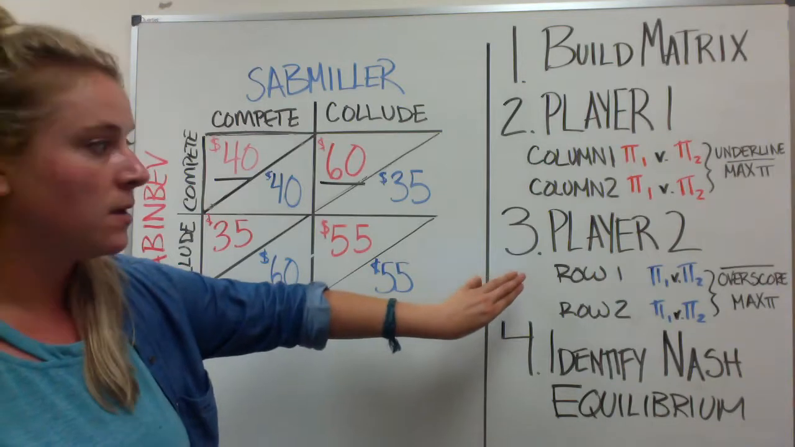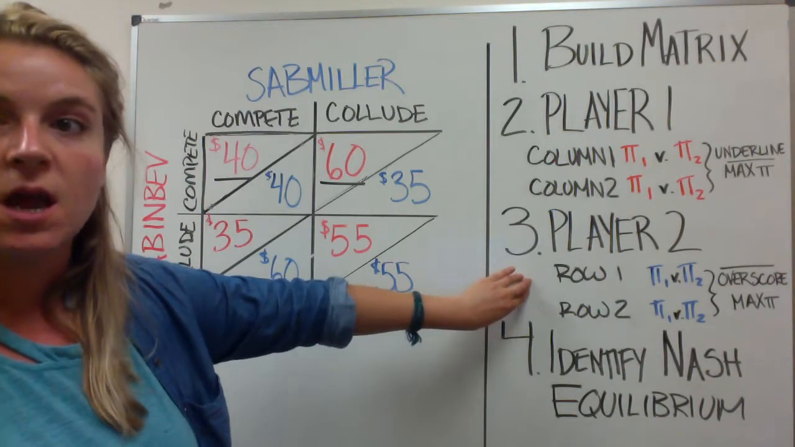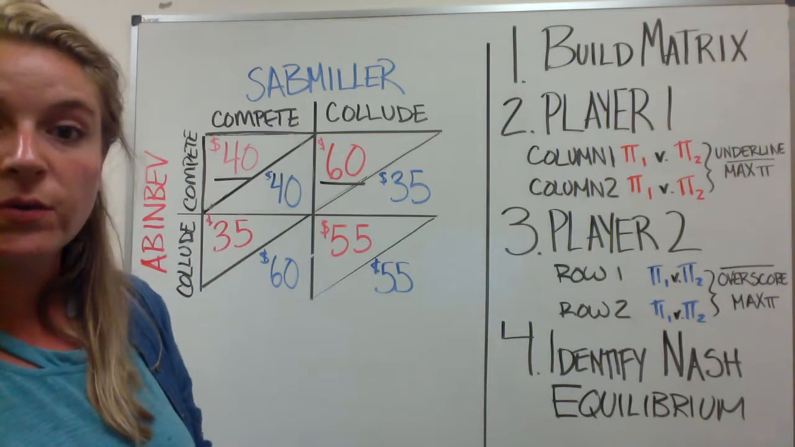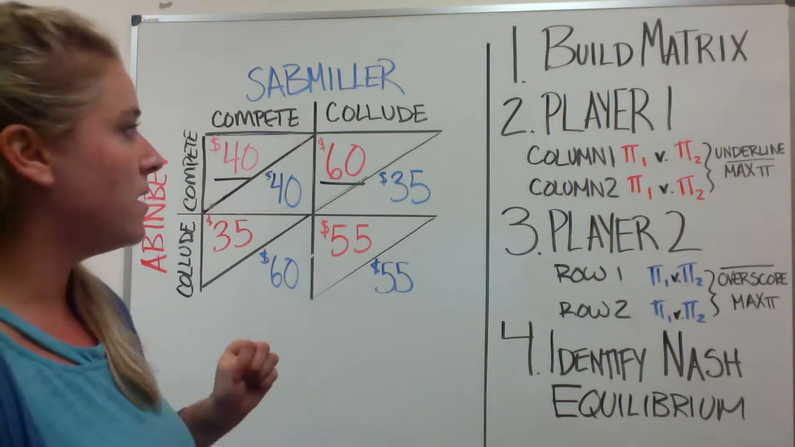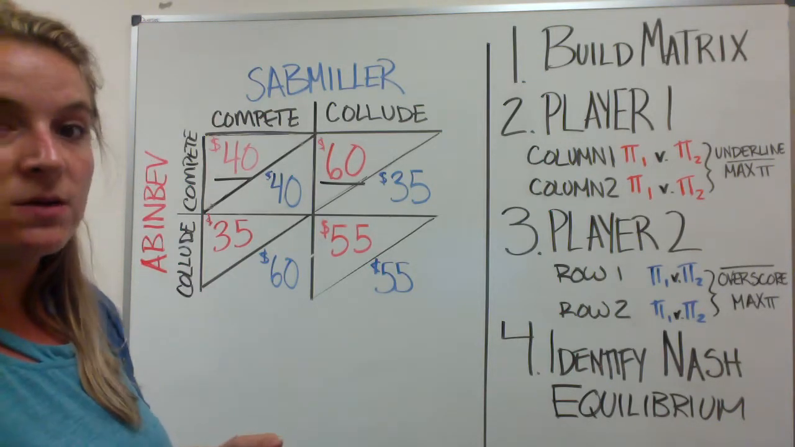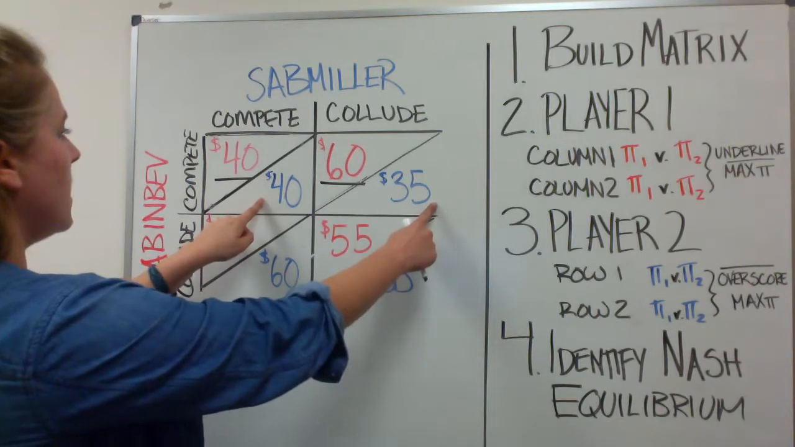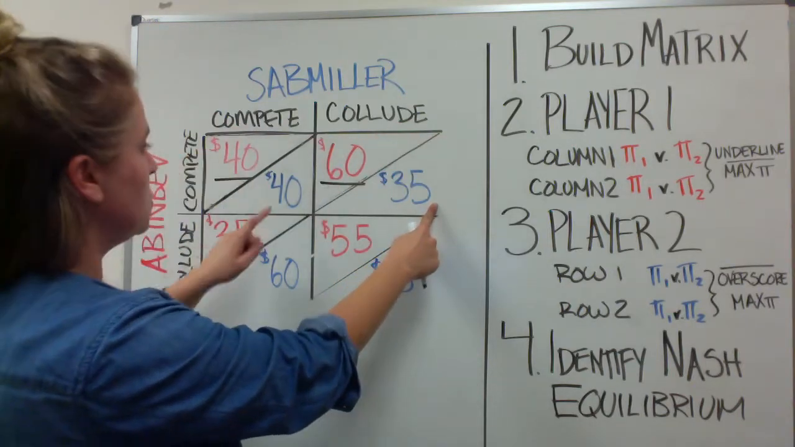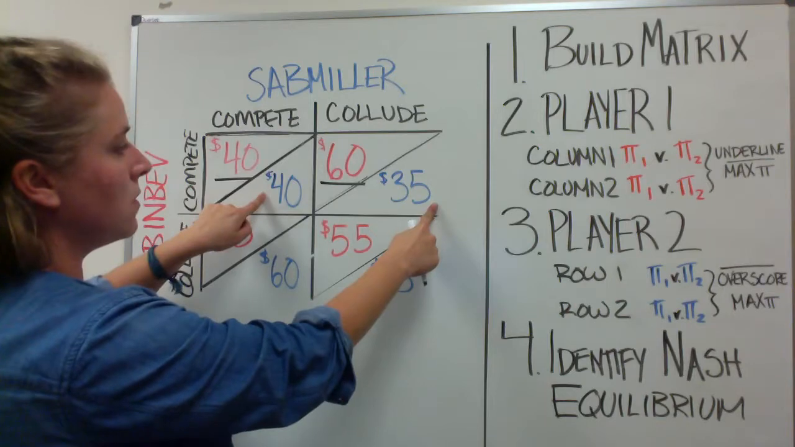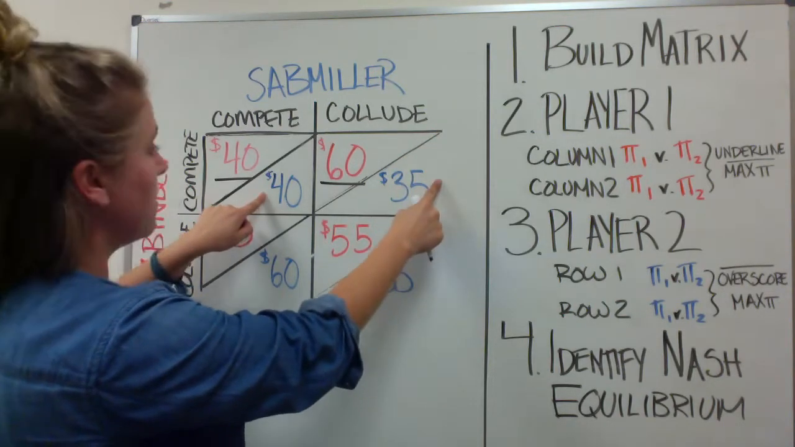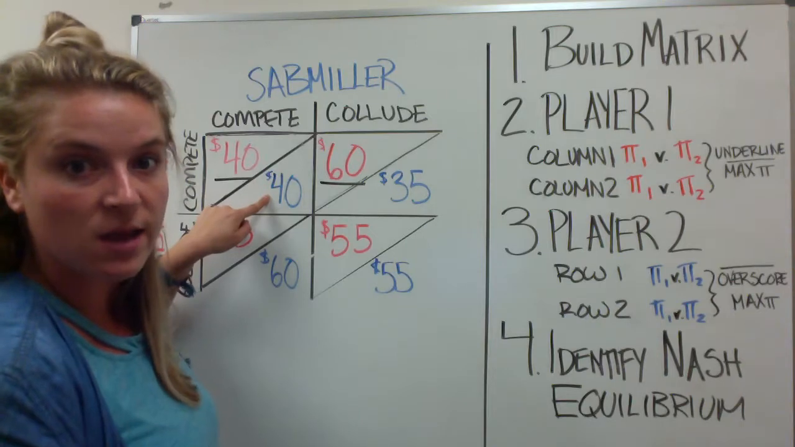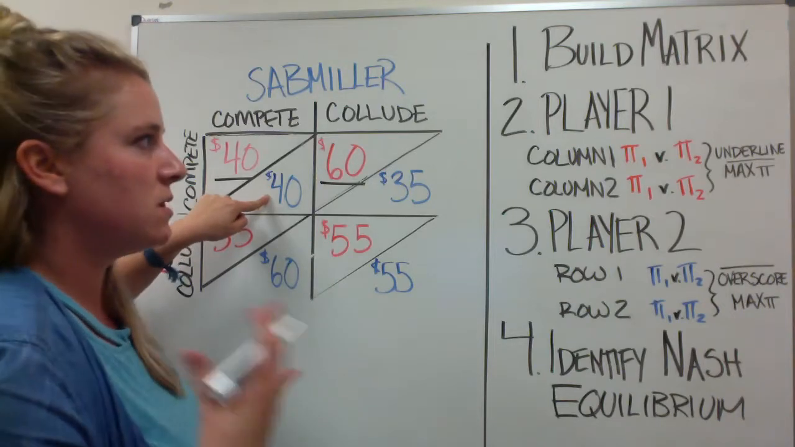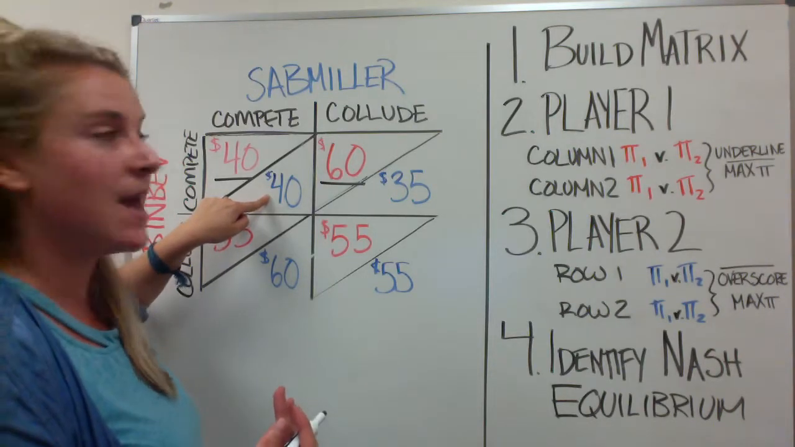And step 3 is simply doing the same for player 2. We're just going to change the notation a little bit. For player 2, we're going to focus on the blue values on the right-hand side, and we're going to look at the rows. So player 2 is saying, if AB InBev is competing, should I compete or should I collude? And they're going to determine that they get a higher profit if they compete. And for player 2, we're going to do an overscore, or an overline. I don't know that there's a word for that. I sure as heck don't know what it is.